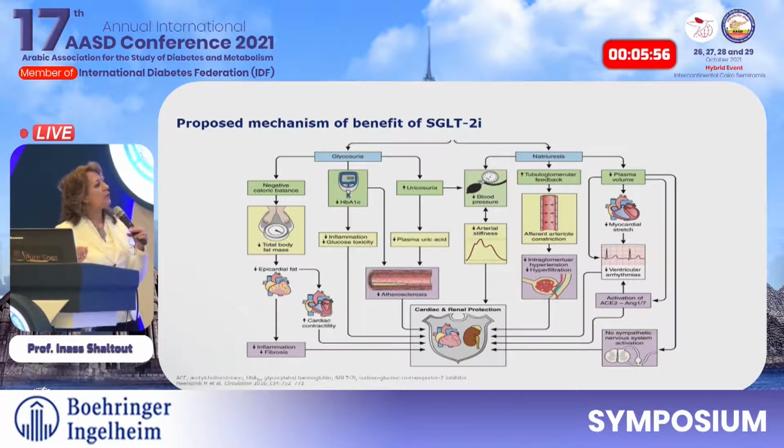Again, uricosuria, which is a very important protective mechanism: decreased plasma uric acid, decreased atherosclerosis, again cardiac and renal protection. And on the right side: decreased blood pressure, decreased arterial stiffness, decreased intraglomerular hypertension and hyperfiltration, decreased plasma volume, and decreased ventricular arrhythmia. All of these are now proved, and all of these mechanisms will lead to cardiac and renal protection.